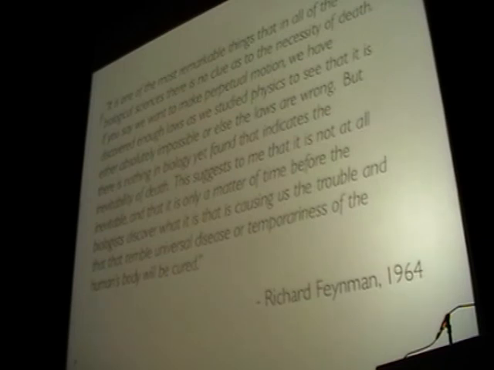It's one of the most remarkable things that in all of the biological sciences there's no clue as to the necessity of death. If you say that we want to make perpetual motion, we have discovered enough laws as we have studied physics to see that it's either absolutely impossible or else the laws are wrong. But there's nothing in biology yet found that indicates the inevitability of death. This suggests to me that it is not at all inevitable and that it's only a matter of time before the biologists discover what it is that is causing us the trouble, and that the terrible universal disease of temporariness of the human body will be cured.